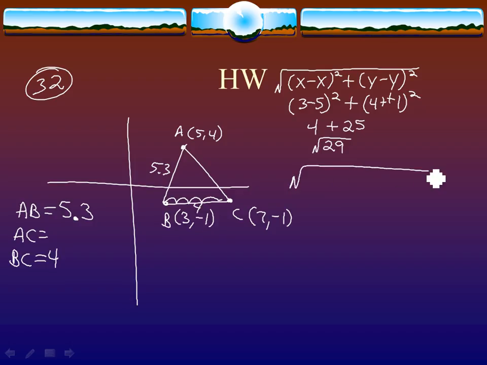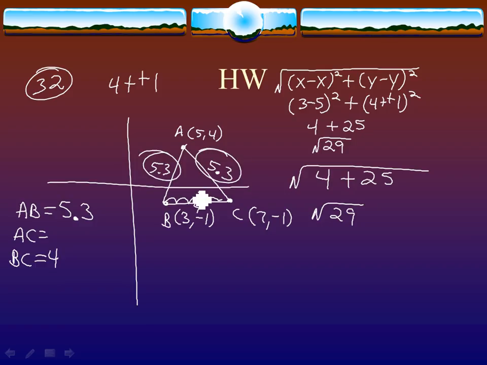Let's try to do this one a little quicker. What's our x coordinates this time? 5 and 7. What's 5 minus 7? Negative 2. Negative 2 squared. Four minus a negative 1. Be careful. What's going to happen there? Positive. What's 4 plus 1? 5 squared. 25. Any of this looking familiar? Gives you 29. What's the square root of 29? 5.3.